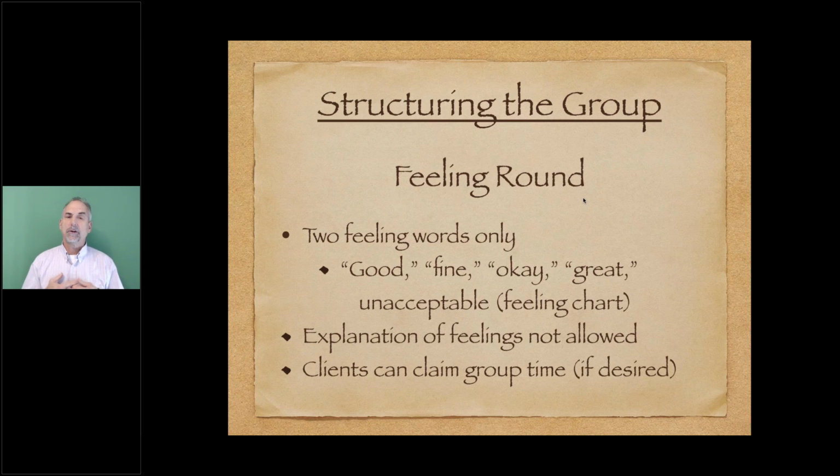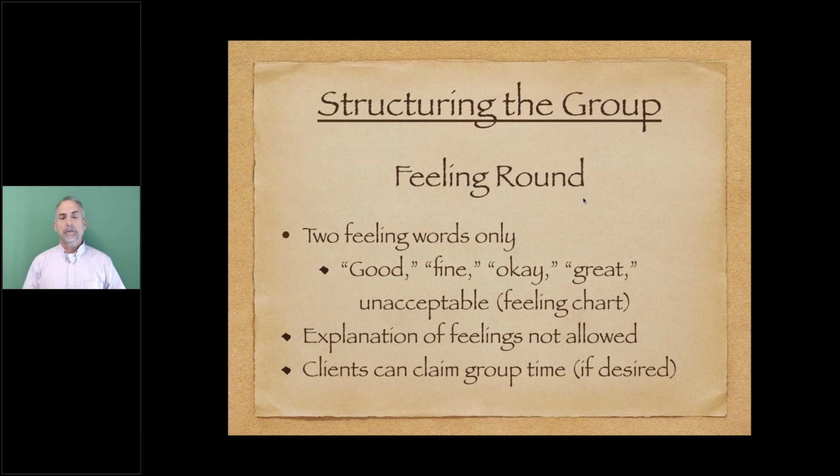I will tell you that good, fine, okay, and great don't fly, and I let the group know that. If they're struggling, we can help them with a feeling chart, which I'll give you an example of in a second. Basically, they introduce themselves. Everybody has their own way of doing it. You can introduce yourself, and if you have a disease, you can call that out, and then give two feeling words with no explanation, just the feeling words. If you want to claim some time, you can claim it during the feeling round, and then I'll know that you want to do some work.